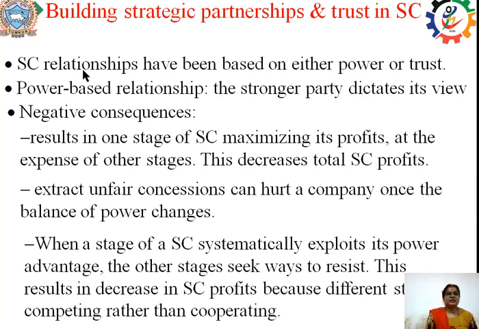So a supply chain relationship can be based on two things, either power based or trust based. As soon as you see the name, you can understand that it is always better to go for trust based. In a power based relationship, there will be one stronger party who dictates to all others who are weak. So there will be negative consequences in this, obviously. The stronger party will maximize its profit locally at the expense of weaker parties. So this will decrease the total supply chain profit, obviously.